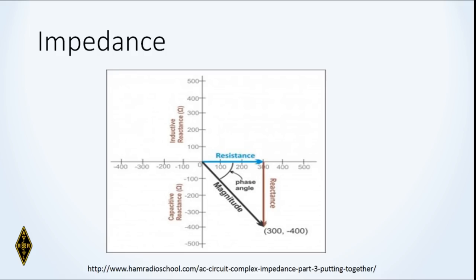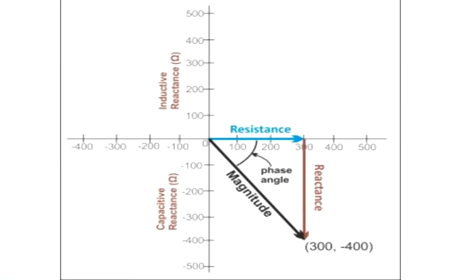Here's another one. This is with a resistance and a capacitive reactance. You can see the capacitive reactance goes down. And the magnitude of the impedance is the length of the long line there. That's enough of that.